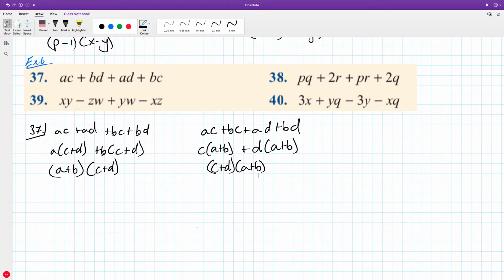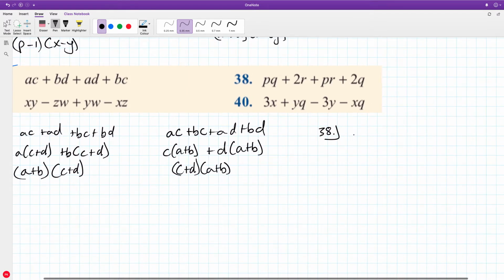Right, finish off the last two. I'll correct 38, 39, 40. Right, 38.